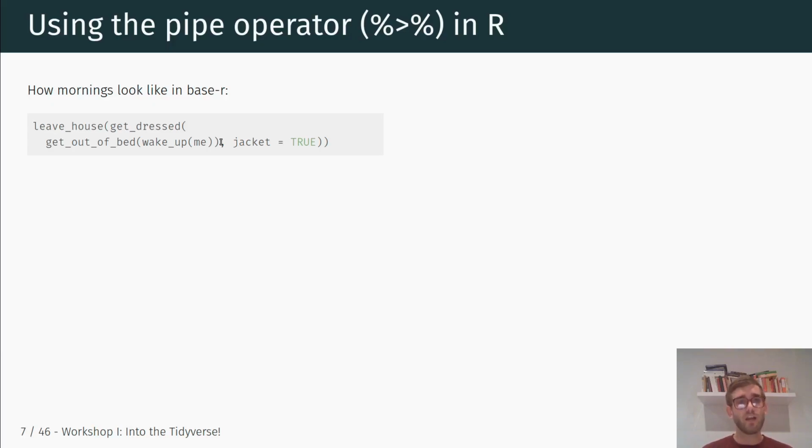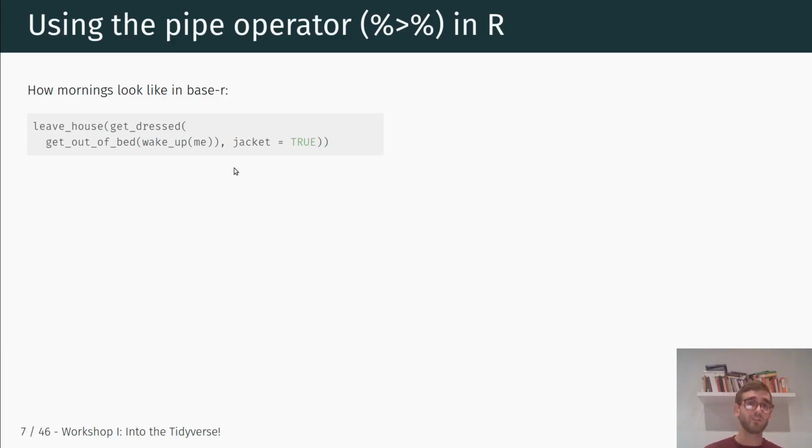More importantly, if we have additional arguments for specific functions, these arguments have to be included, and it's not directly obvious which function the argument belongs to. So for example, here we have this argument jacket equals true, which of course is an argument for the get dressed function, but without counting the parentheses, we're not quite sure exactly what this argument belongs to, right?